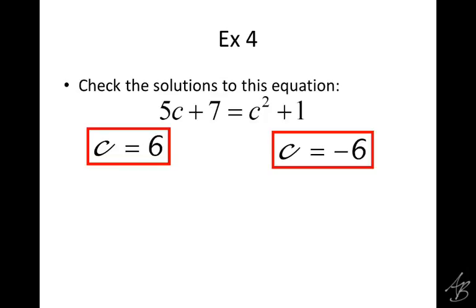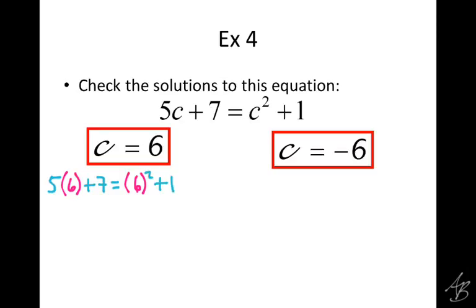Now, you're probably not going to have a whole lot of space on your paper to do it side by side like I'm going to do it, so you might have to do one on top and one on the bottom. But for each one, what we want to do is plug in the 6 anywhere we see the C. So we've got 5 times C. So 5 times 6 plus 7 equals C squared, so that'll be 6 squared plus 1.